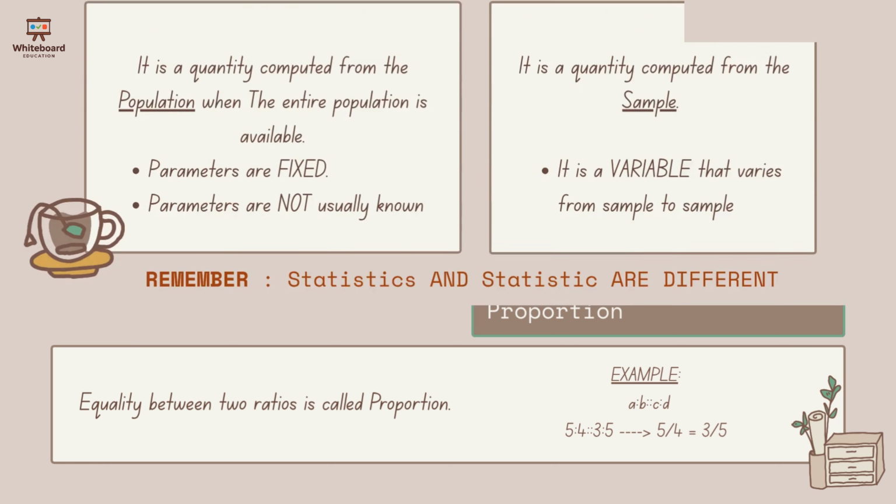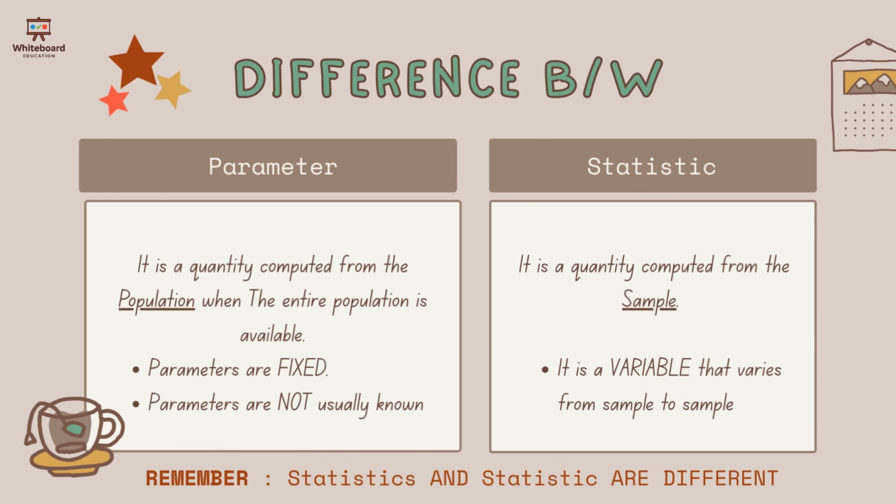Now we have another important difference here between parameter and statistic. Remember the difference between population and sample? Then this one is simple. Parameter is the quantity computed from the population when the entire population is available. Note, parameters are always fixed, and they are not usually known. On the other hand, statistic is the quantity computed from the sample. Statistic is a variable that varies from sample to sample. Please remember, statistics and statistic, without S, are different.